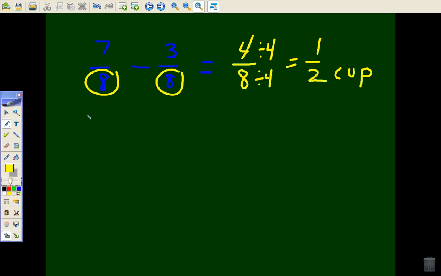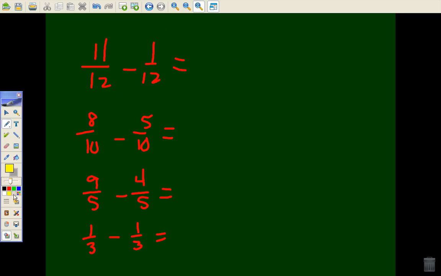So we're going to do some more practice with this, just like we did on the adding one. I'm going to give you a list of problems to do. Pause me, practice them, and remember, as long as the denominators are the same, it's a simple subtraction problem like you did in 1st and 2nd grade. So make sure you pause me, practice, and then we'll work on the answers.